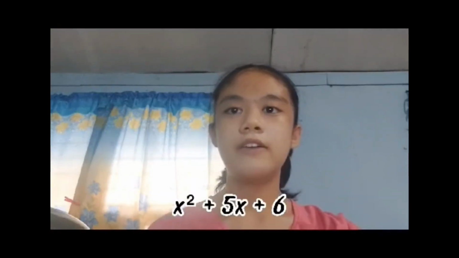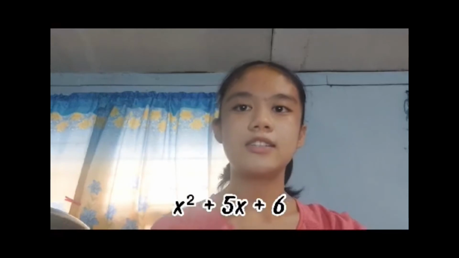For example, x squared plus 5x plus 6. Look at the number 6. Find two numbers that multiply to 6 but add to the middle term 5.